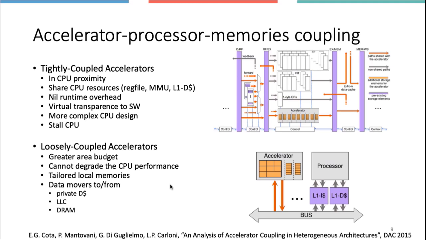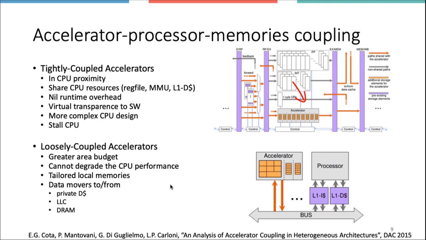Before giving more details about accelerators in ESP and Catapult HLS, I want to introduce a classification for accelerators for heterogeneous system on chip. We can classify accelerators according to how they couple with the processor and the memory. There are essentially two main classes of accelerators: tightly coupled accelerators and loosely coupled accelerators. Tightly coupled accelerators sit in the CPU proximity. They usually share CPU resources, such as the register file, the memory management unit, and the caches. There is no overhead for the invocation, and they are virtually transparent to the software.